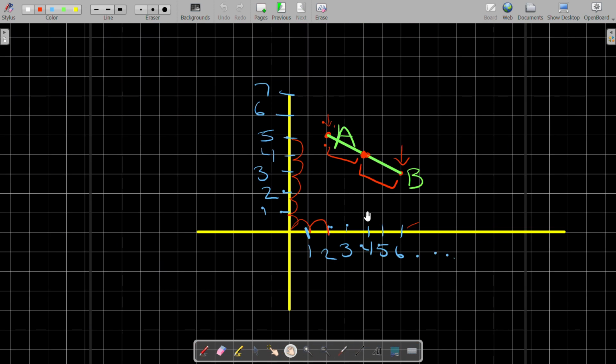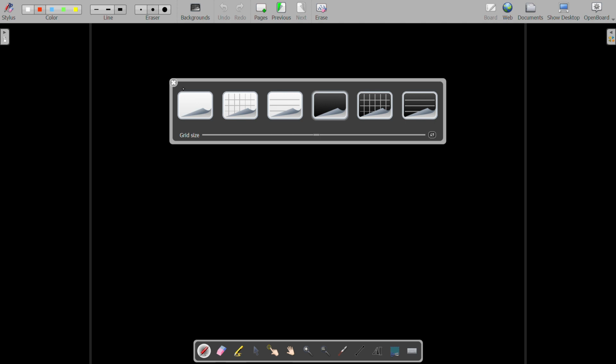Now that we know the midpoint formula, there is another way to calculate the midpoint, which is using the distance formula. So let's go on to the distance formula. The distance formula is somewhat like the slope formula.